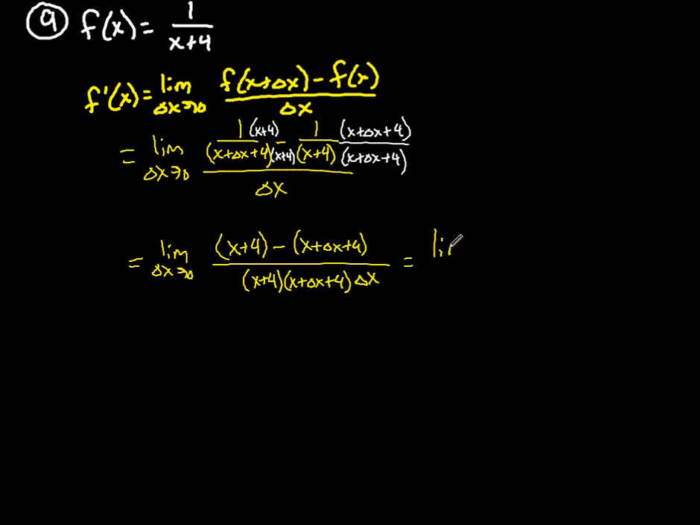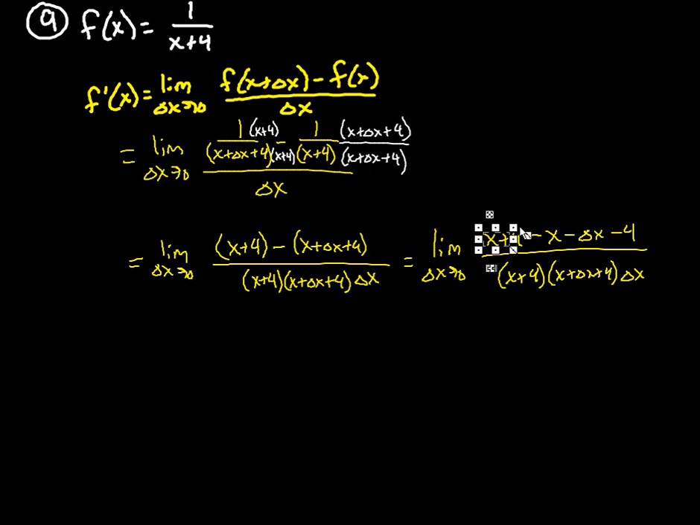Now all I have to do is simplify. Limit as delta x approaches 0. I now have x plus 4 minus x minus delta x minus 4 all over my common denominator, x plus 4, x plus delta x plus 4, and delta x. The x is going to go away. x and x, 4 and 4. I'm going to be left with the limit as delta x approaches 0. I have negative delta x up top. I have x plus 4, x plus delta x plus 4, and delta x on the bottom. My delta x's can now cancel out.